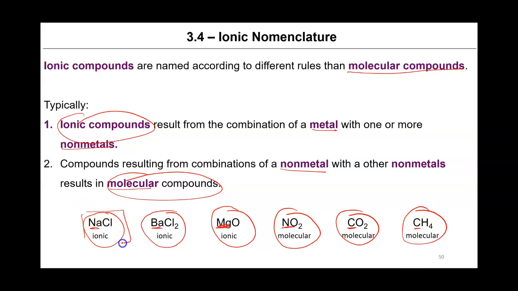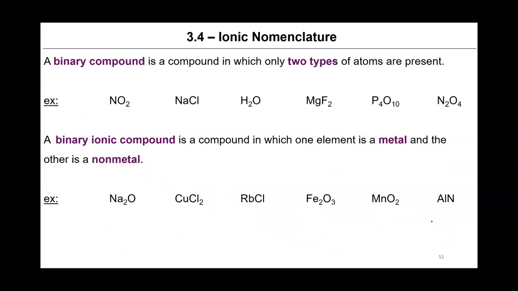So once you've determined that your compound is ionic, you can name it according to the rules that we're going to be developing in this section. It's important to recognize that we use different rules for molecular compounds, and we're going to learn about those a little later.